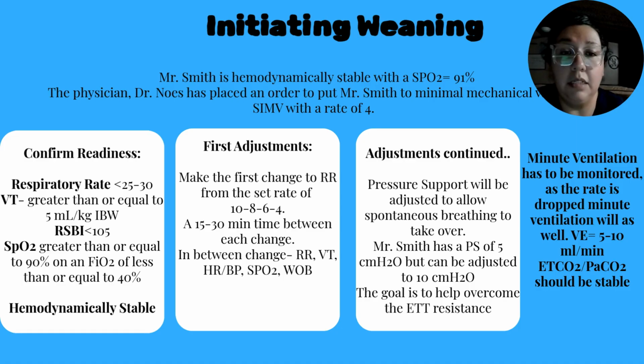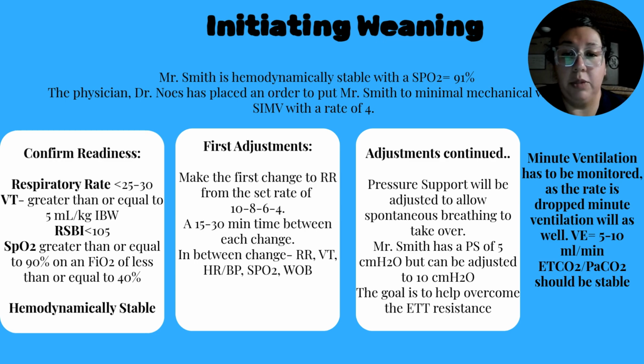First adjustments to place Mr. Smith on a rate of 4. First we will make changes to his respiratory rate, going from the rate of 10 that he is on, and we will go down by 2. So we'll go from 10 to 8 to 6 to 4, with increments of 15 to 30 minutes between each change to make sure that his hemodynamics don't change and that he is able to tolerate it. If he is unable to tolerate it, then we will completely stop. But as we work down, it'll be 15 to 30 minutes between each change.